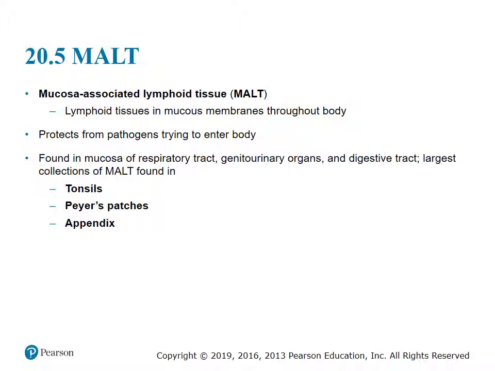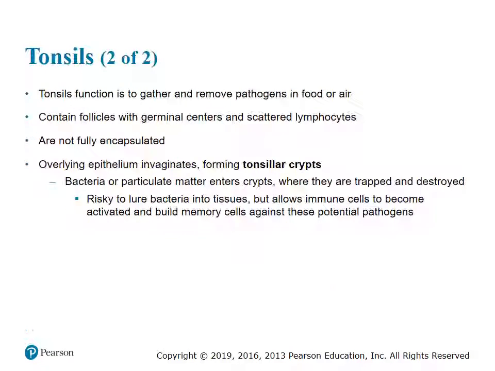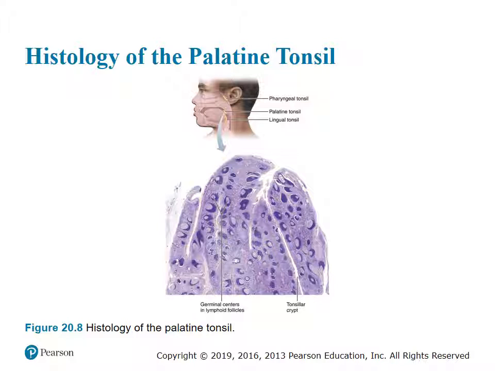Okay, I'm going to stop there because we're running out of time, but that talks about mucosa-associated lymphoid tissue. We talked about the tonsils and the Peyer's patches in the appendix. And I just want to show you really quick, because it's part of the process, this is the tonsil under the microscope. Hopefully you got to see that.